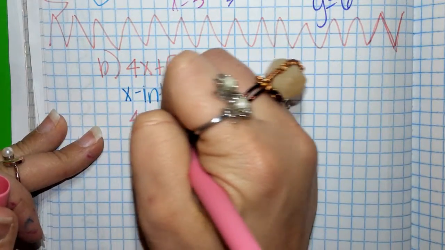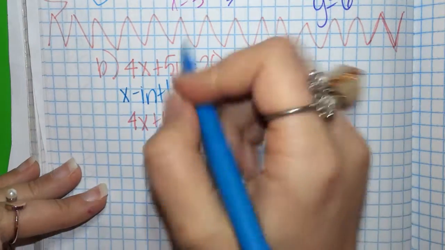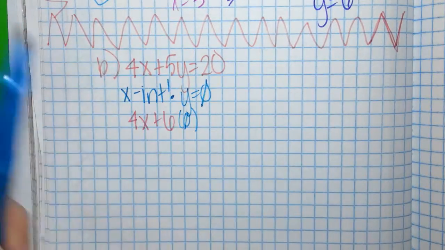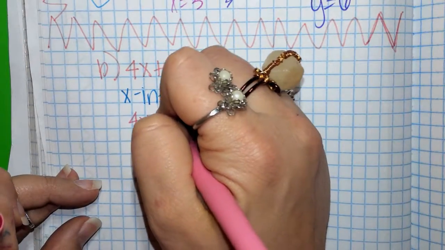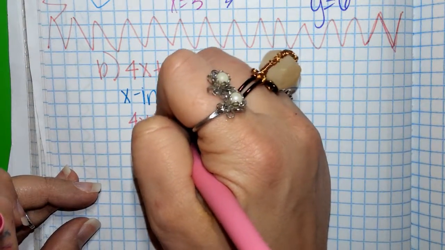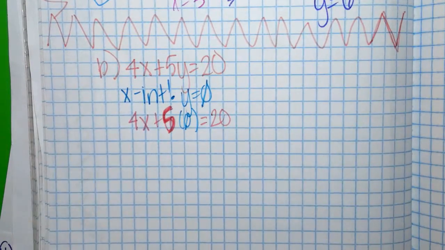So 4x plus 6 times what? 0. Now, why did I not plug in 0 for x this time? You made a mistake. Oh, I wrote a 6, didn't I? Yes. Potatoes. Thank you, Austin, for catching that. You get a point.